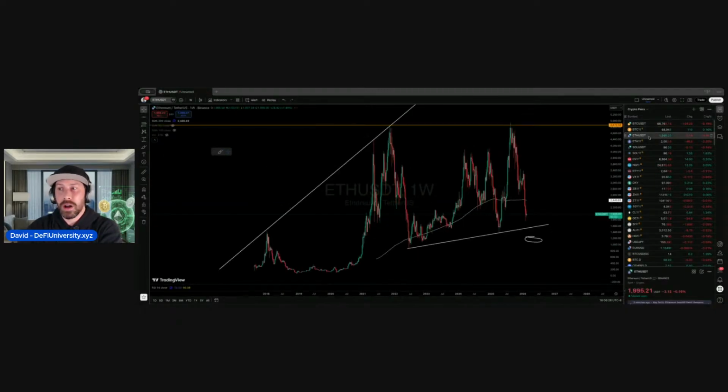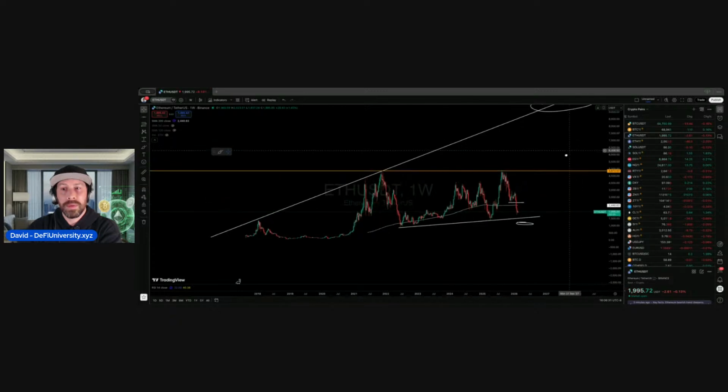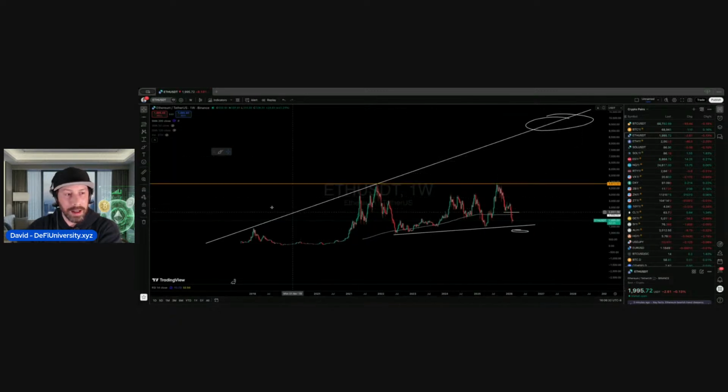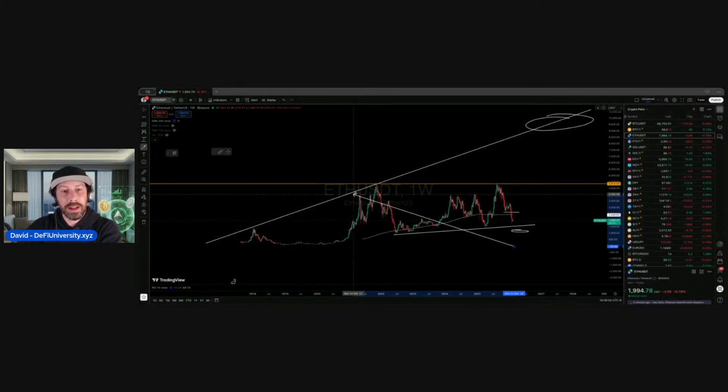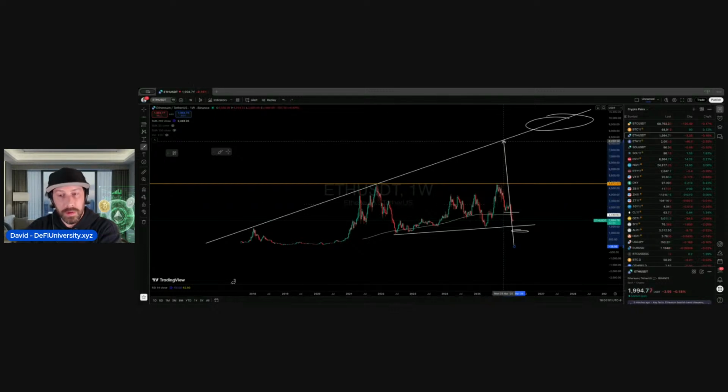Let's switch gears on over to ETH. So Ethereum did not test its upper level of resistance. So right here, there's the 2021 high. Here is the 2017 high right there. I think that's 2017, maybe Jan 2018, Dec 2017. So there's the anchor point. There's the next higher high. But ETH did not get the real move up to test resistance.